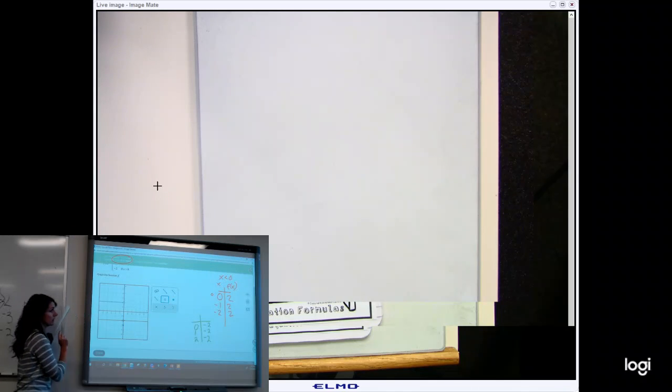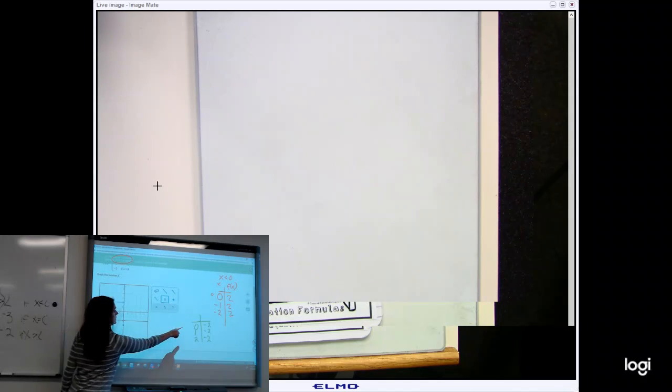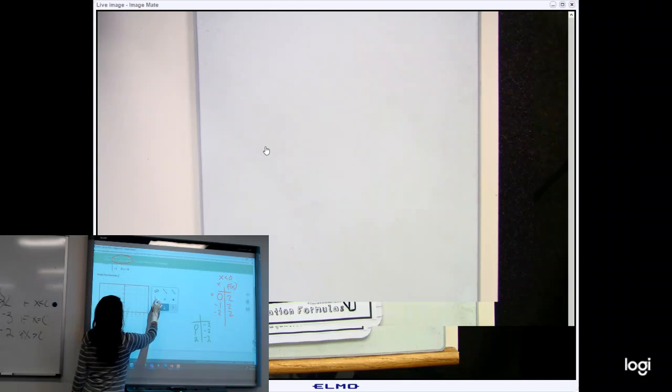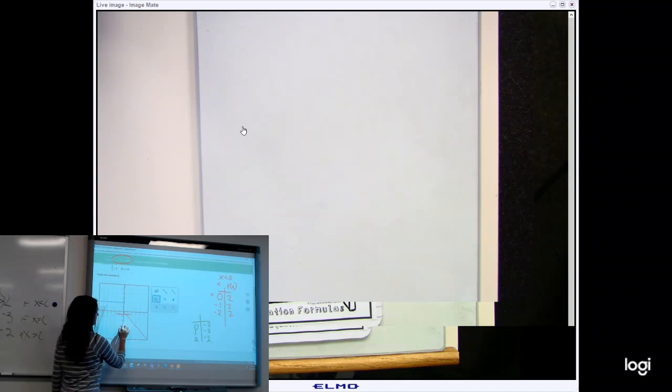Now which way is our line going? 0, 1, 2. This way. Oh goodness. Forgot to select my tool. This the one I was on? No, this one.